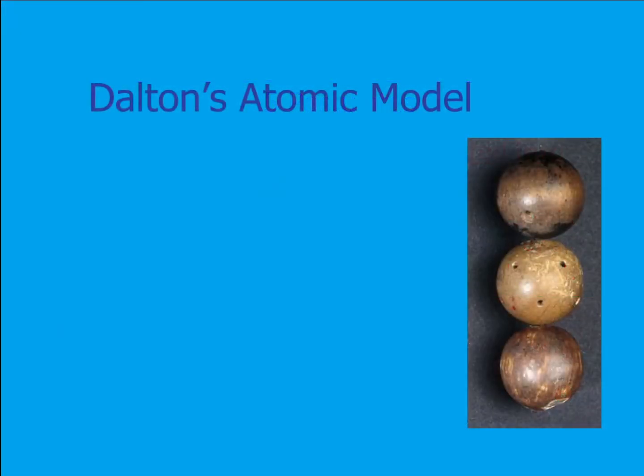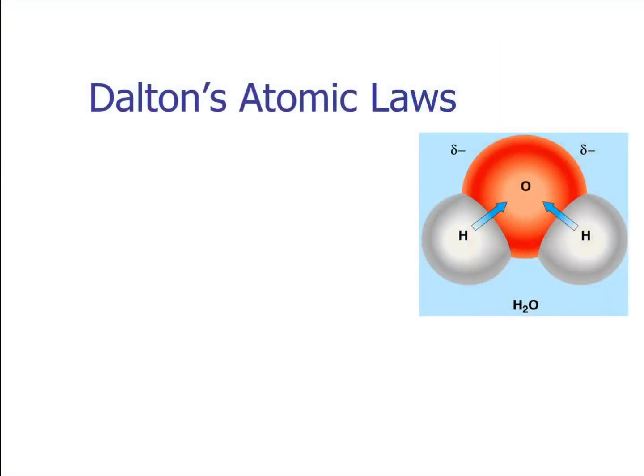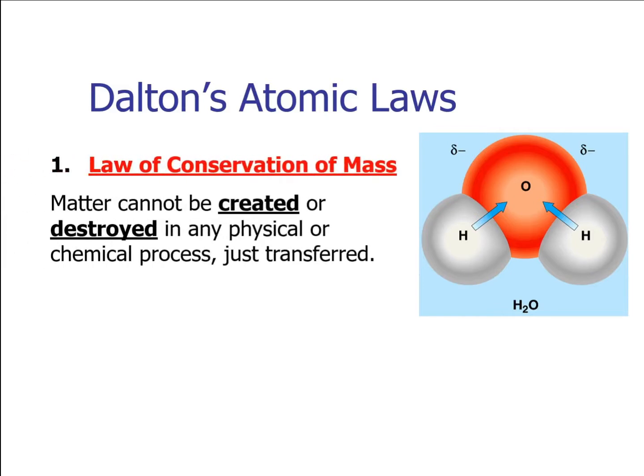Next, Dalton's atomic model. Based on Dalton's atomic theory, five postulates, most scientists in the 1800s believed that the atom was like a tiny solid ball that could not be broken up into parts. Dalton was credited for three atomic laws that were proven after his time. Dalton's atomic laws. Number 1. The law of conservation of mass. Matter cannot be created or destroyed in any physical or chemical process, just transferred.